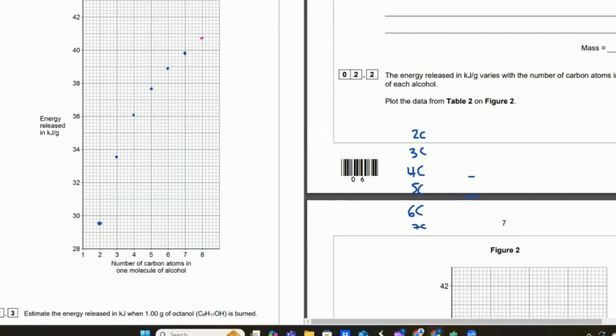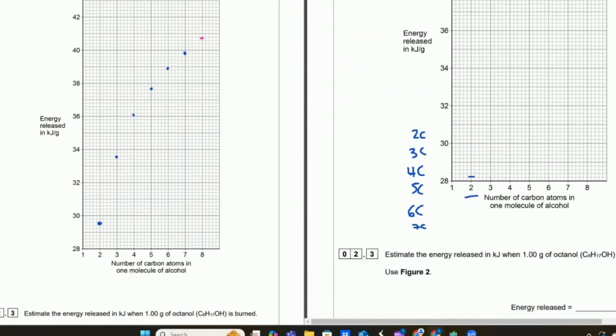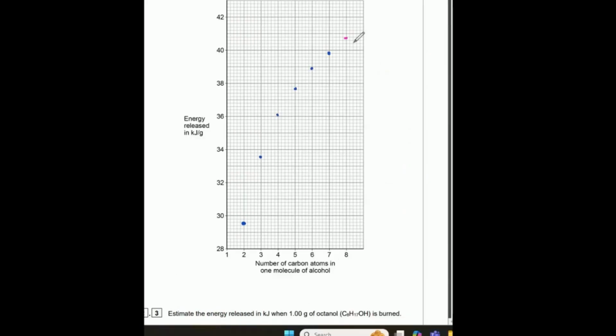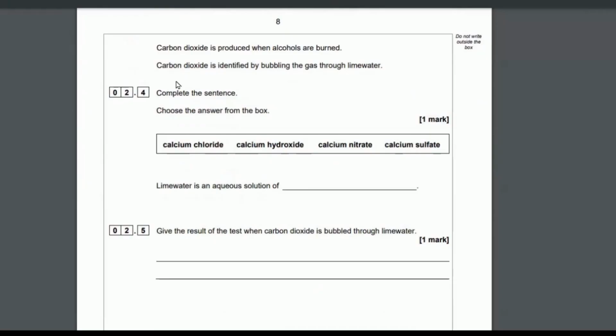So that's what they want us to do. We're just going to write down our prediction for when it's a 8 carbon molecule. And I reckon it's about 40.8. It's probably a little bit lower than that because it's starting to curve off. Maybe 40.4 would be better. But there we go. I'm going 40.8. Let's live dangerously. All right, let's move on.